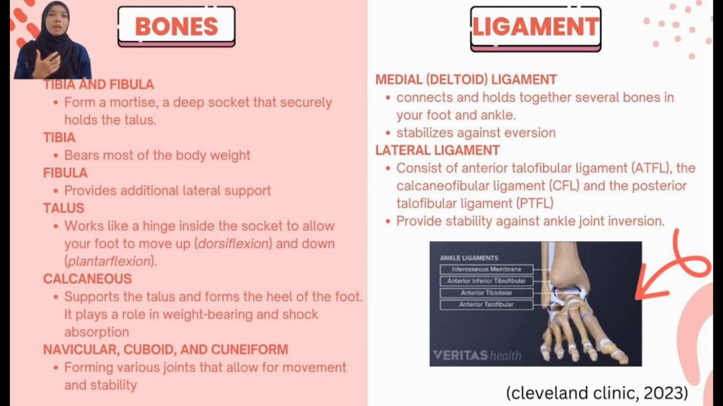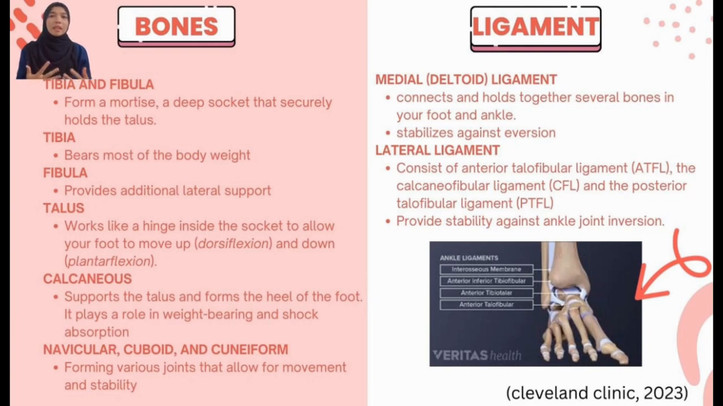So the bones in the ankle include the tibia and fibula, the talus, the calcaneus, the navicular, cuboid, and also cuneiform. The function of the tibia and fibula is to form a mortise, which is a deep socket that securely holds the talus. The tibia bears most of our body weight, and the fibula provides additional lateral support.